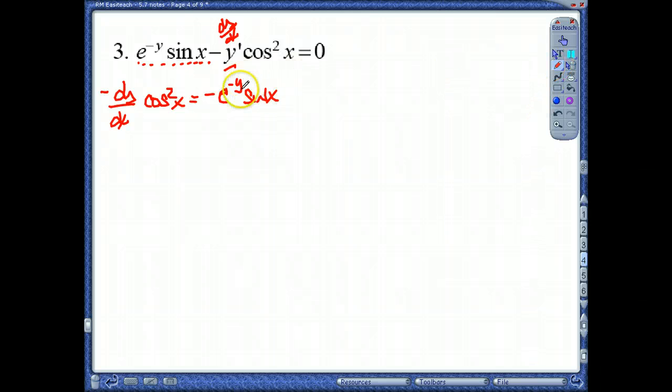Divide through by my negative. And now I want to get my x's on one side, y's on the other side. It doesn't matter what side you want to pick. I'm going to divide both sides by the e to the negative y.